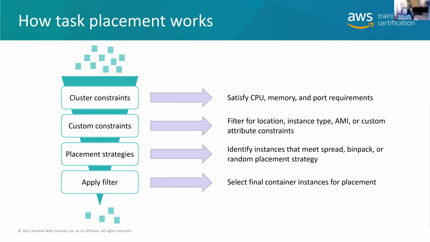Some of them, as it says here, are spread, bin pack, or random. Spread is like spread across. Random means it just randomizes. Bin pack means it places everything on the same host. So there are different placement strategies.